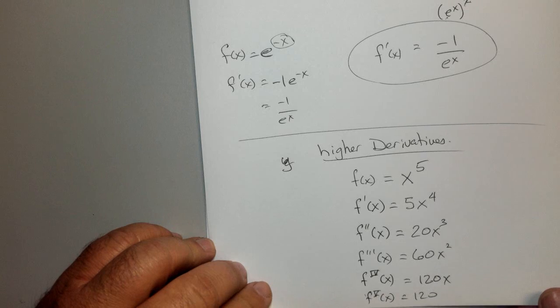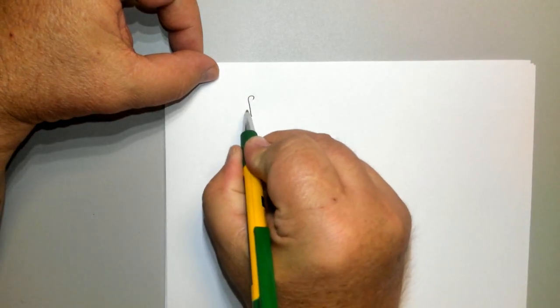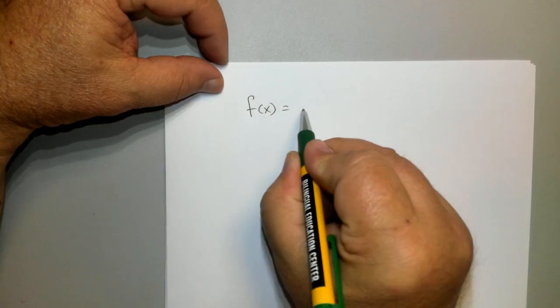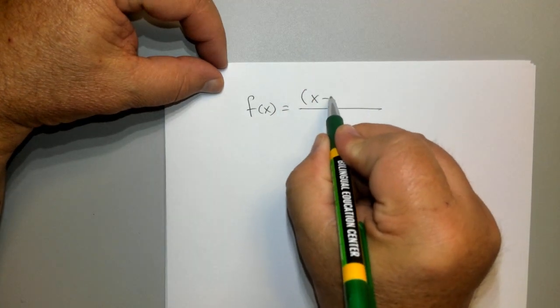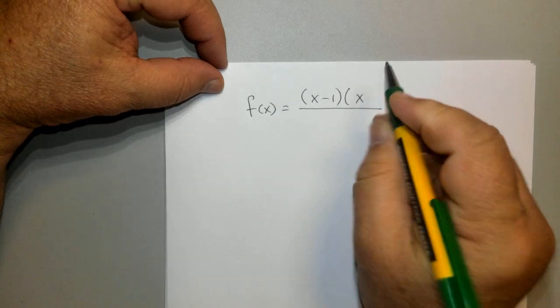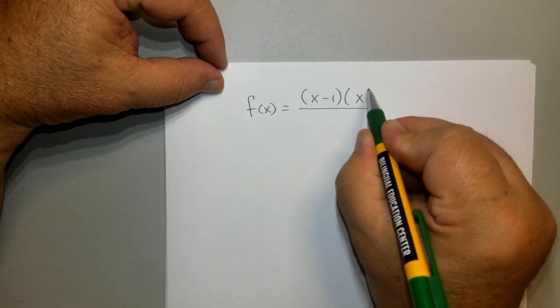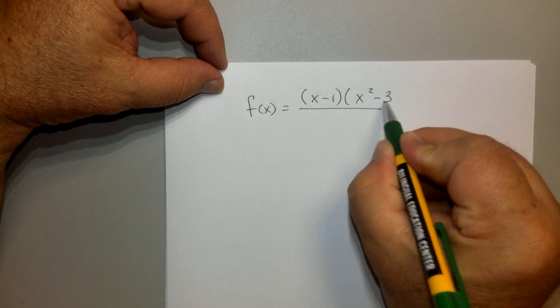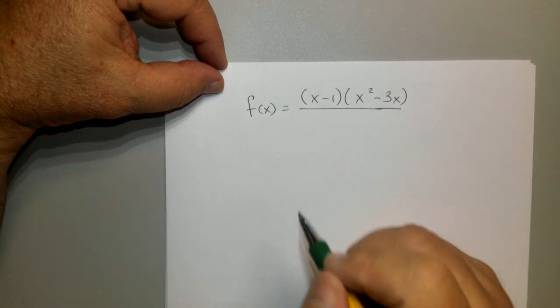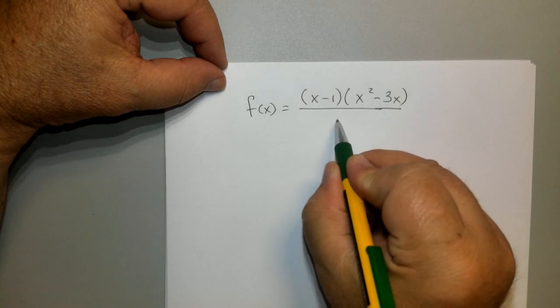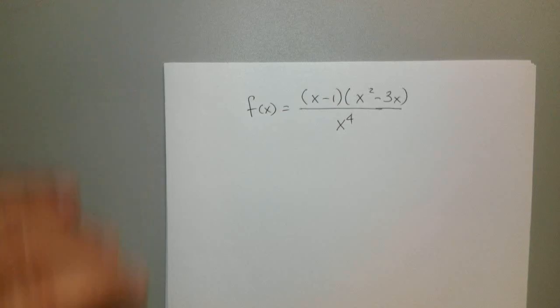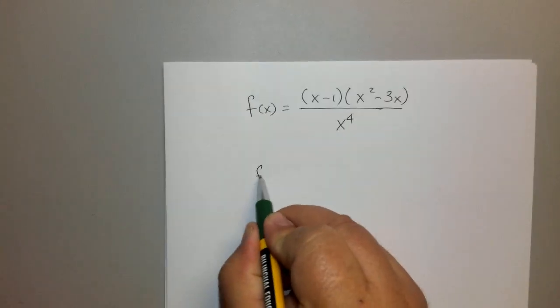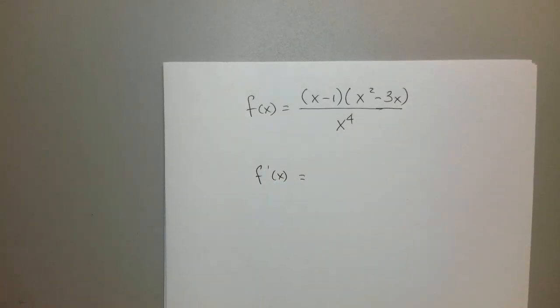Everybody okay with the higher derivatives? Yeah. Thank you. Here's your second problem. On the top, x minus 1 times x squared minus 3x, all over x to the fourth. Find me the first derivative.